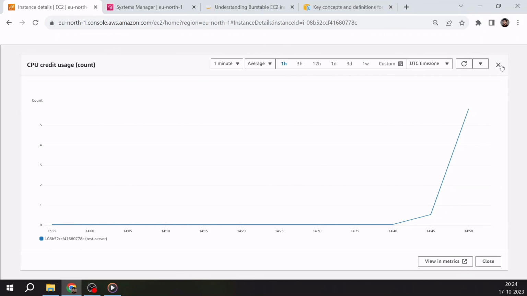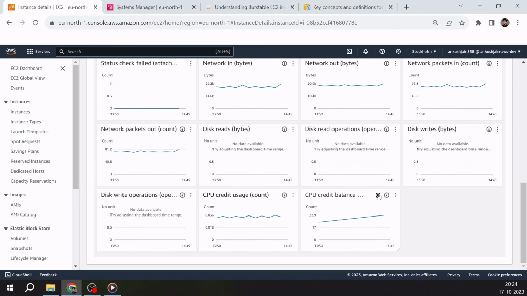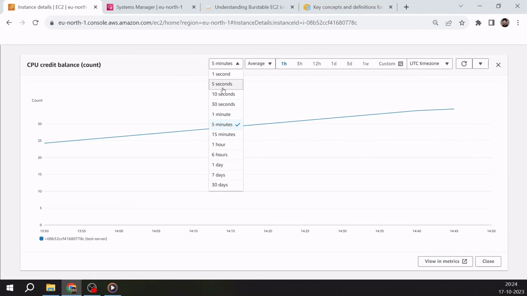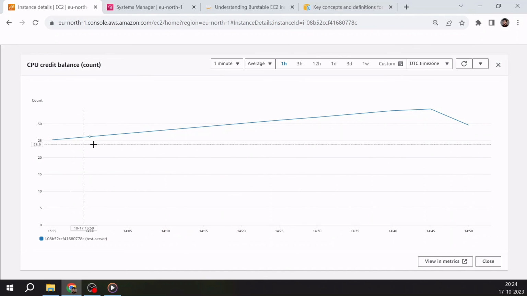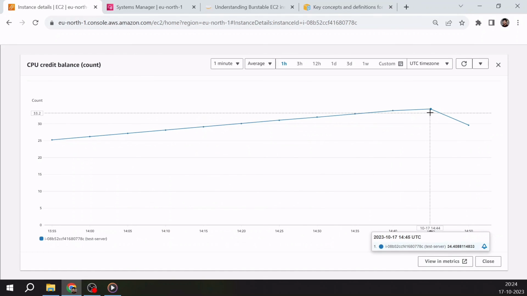Now coming to credit balance, I will reduce it to 1 minute, and you can see our credit balance was increasing, but since we consumed around 6 credits, it reduced from approximately 34.4 to 29.6. It approximately reduced by 5.